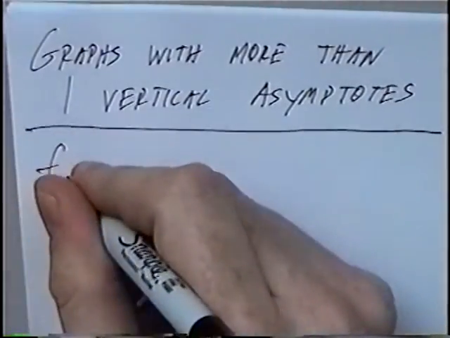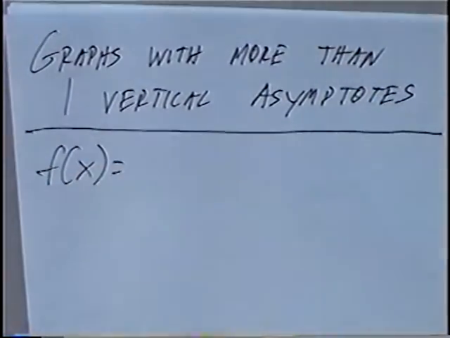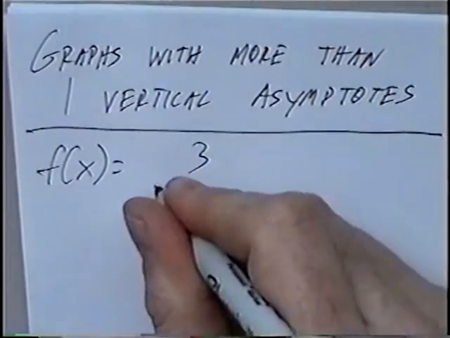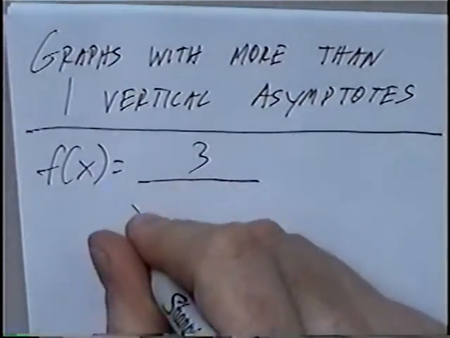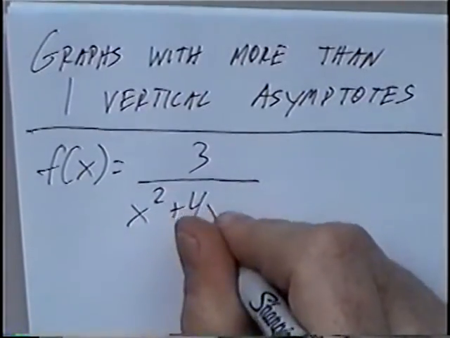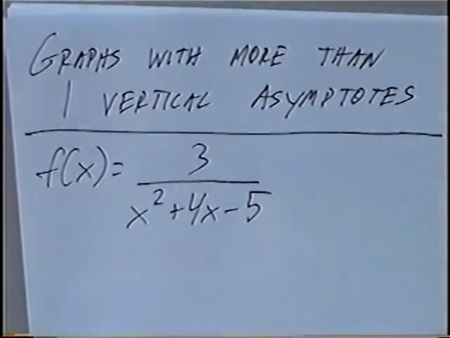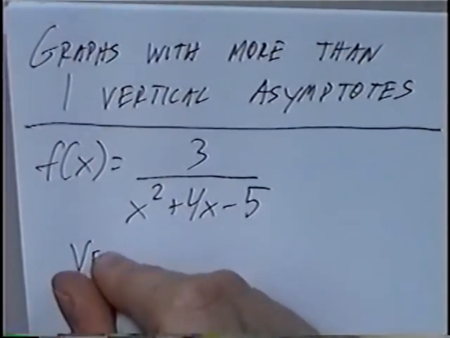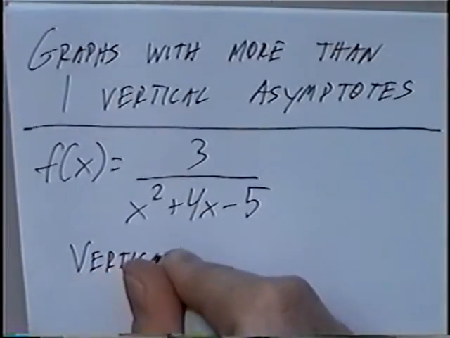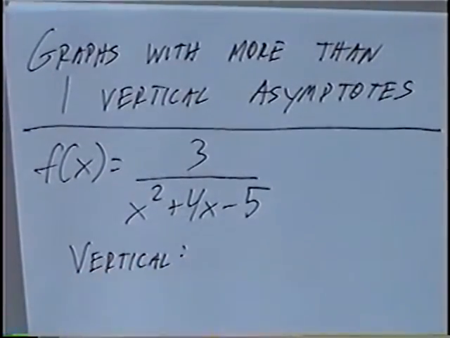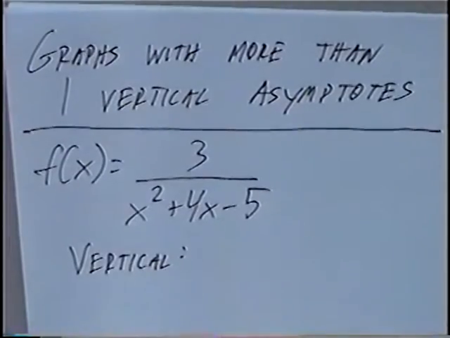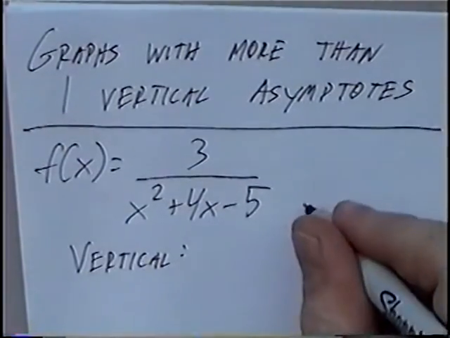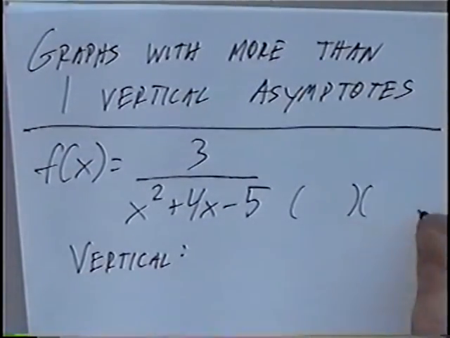First equation and only equation for the section, f of x equals 3 divided by x squared plus 4x minus 5. Again, graphing rational functions where we have variables or x's in the denominator, we can first find the vertical asymptotes. Find the vertical asymptotes where the denominator is equal to 0, which in this case we can factor first and then set equal to 0.